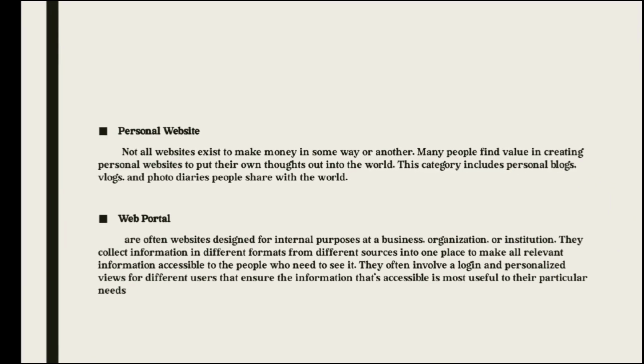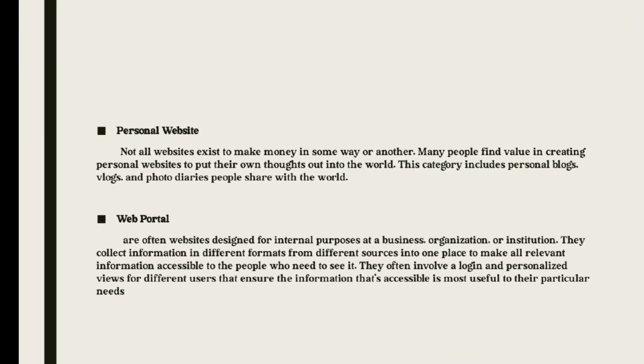The next is the personal website. Not all websites exist to make money in some way or another. Many people find value in creating personal websites to put their own thoughts out into the world. This category includes personal blogs, vlogs, and photo diaries people share with the world.